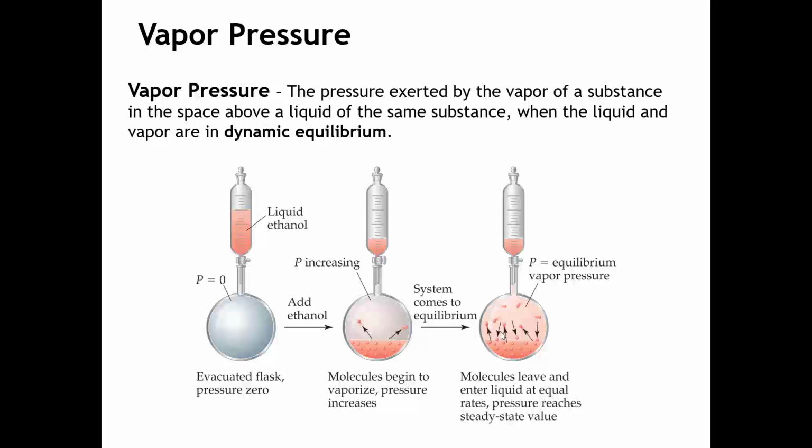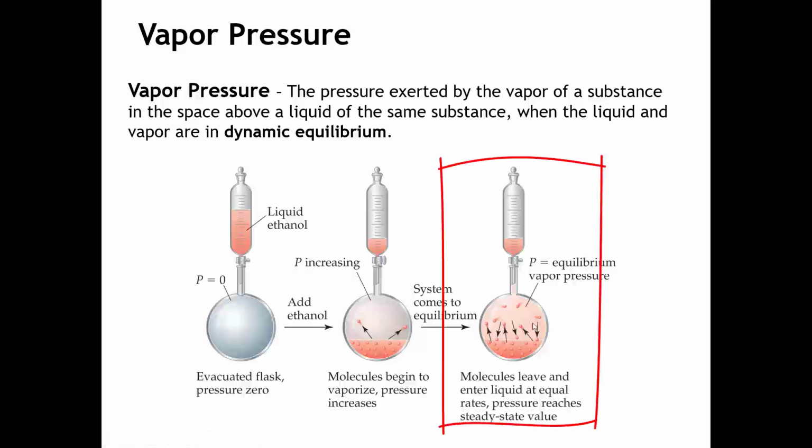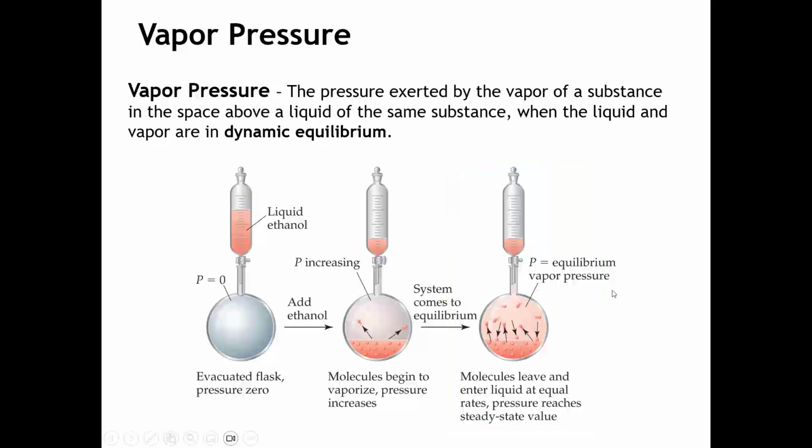And the rate of the latter, how fast they're going back into the liquid, is going to go up the more molecules we have in the gas phase. Or, to put it another way, the higher the pressure. And so pressure will initially rise in this experiment, but it will soon reach a value that is constant. And we call that the vapor pressure of a given liquid.